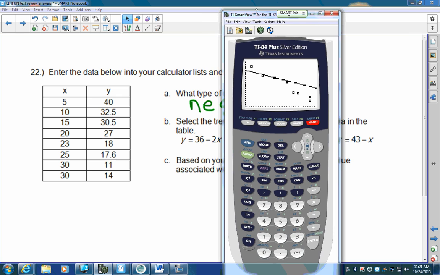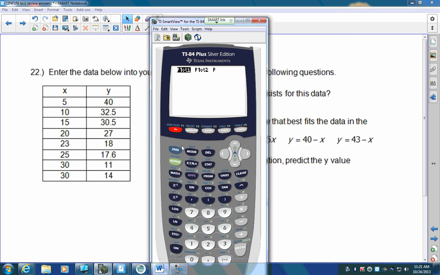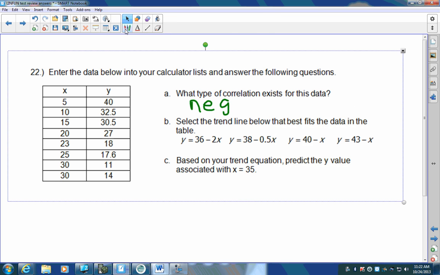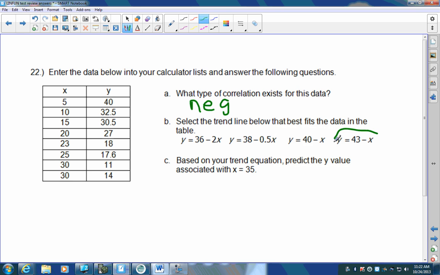All right, so let's look at the other choices. Let's try 40 minus x. That's still too low. So let's see if hopefully 43 works. There we go. Yes, it does work. It goes through there. So now, this is your answer here.